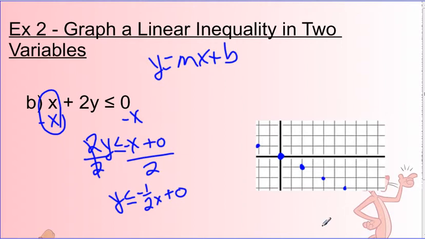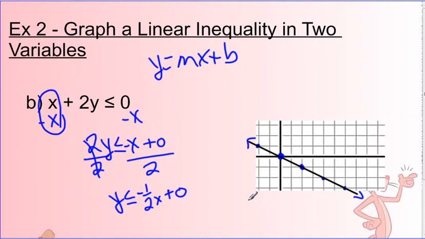Now, we have to decide if we need a solid line or a hollow line. The answer is it's definitely going to be a solid line because it has this "or equal to" underneath. So this is a solid line, and I'm going to cheat so I can make a straight line. There you go. And you need your arrowheads on it. So we need a solid line.